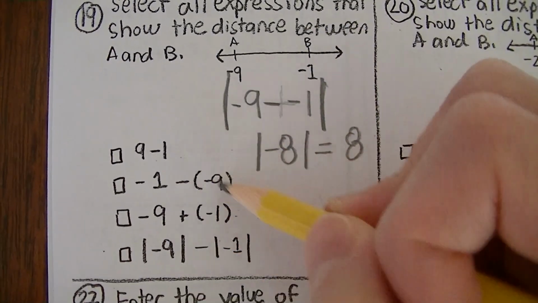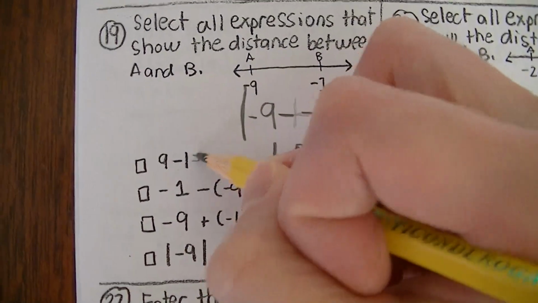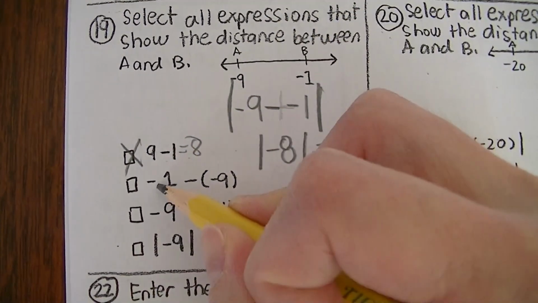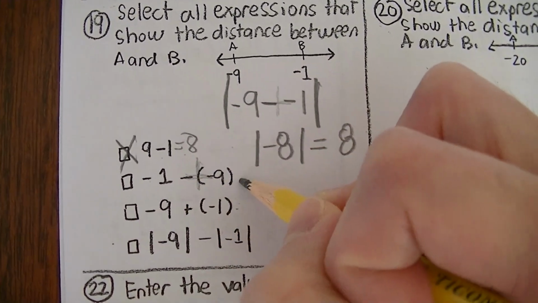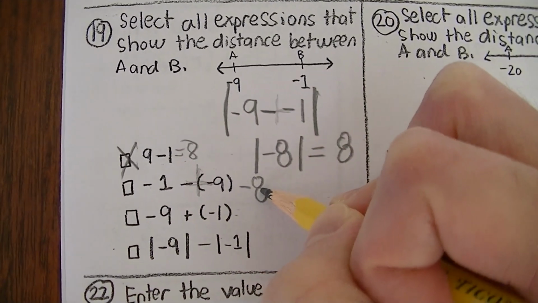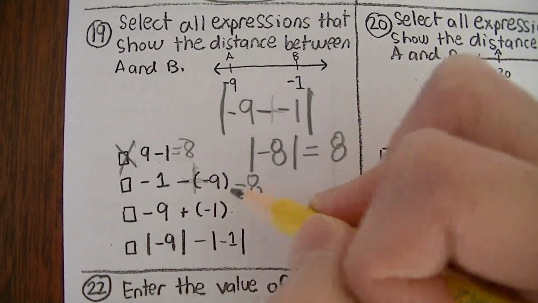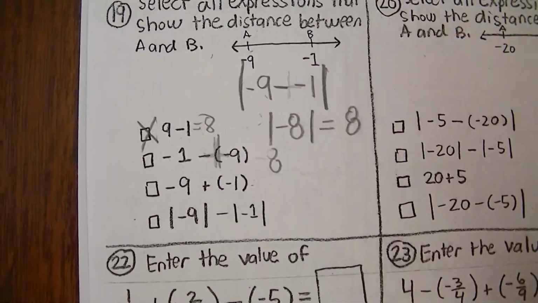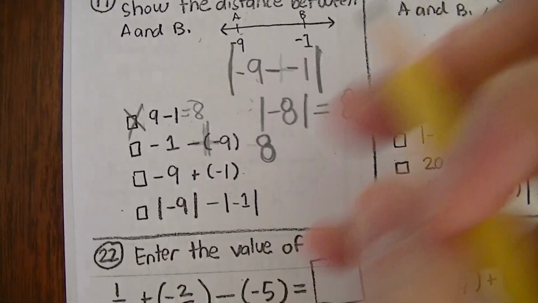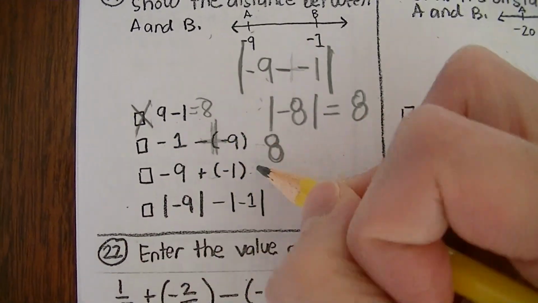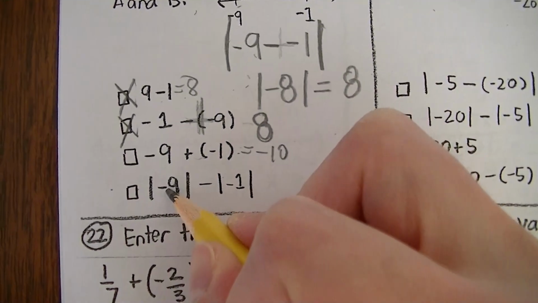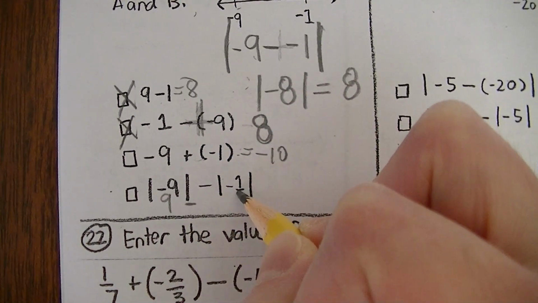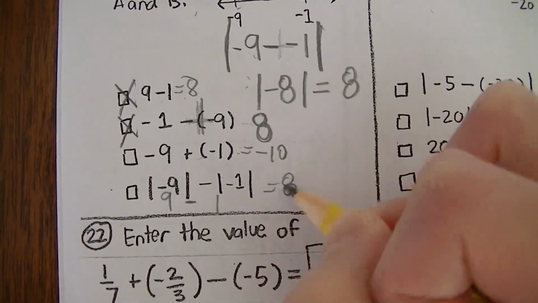So I'm going to go through here and see which ones equal 8. I'm going to check the box. 9 minus 1, that equals 8, so that's one of them. -1 minus a -9, that's -8. Oh wait, no, that's positive 8. Sorry. Okay, sorry about that. -9 plus a -1 is -10. That's not one of them. Absolute value of -9 is 9, minus absolute value of -1 is 1. 9 minus 1 is 8. So that's also one.